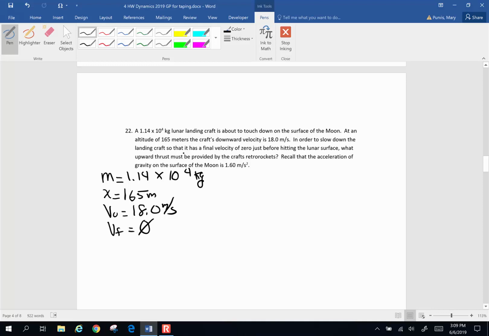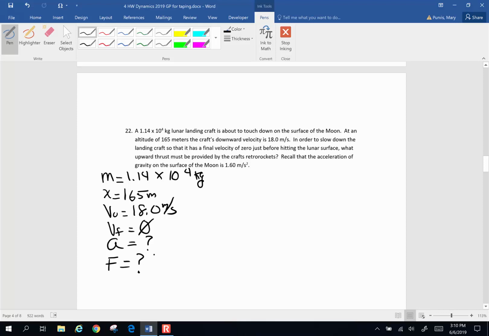In order to slow down the landing craft, we want it to have a final velocity of 0, and we want to know what upward thrust, meaning what force, must be supplied by the retro rockets so that it has basically no velocity when it hits the ground. Well, in order to do that, we need to know what upward acceleration the whole retro-rocket system has got to supply in order to counteract the lunar acceleration of gravity.